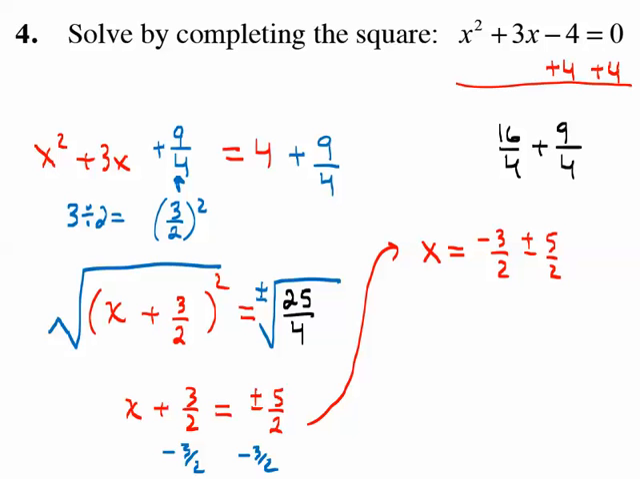All right, so negative 3 halves plus 5 halves. They have common denominators. So let's do the plus one. Negative 3 halves plus 5 halves makes 2 over 2, is that right? 2 over 2 then makes 1. Then let's go the other way here. So negative 3 halves minus 5 halves makes negative 8 halves. Divide by 2 makes negative 4.